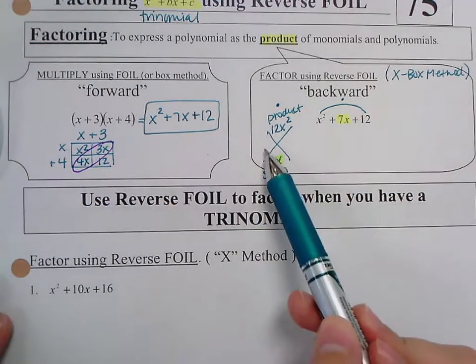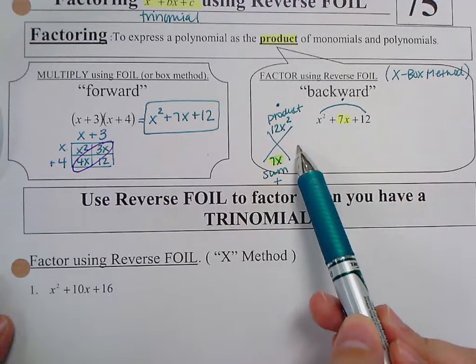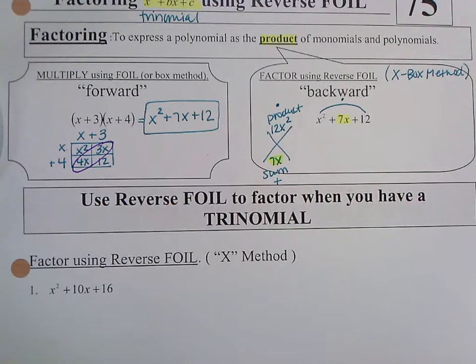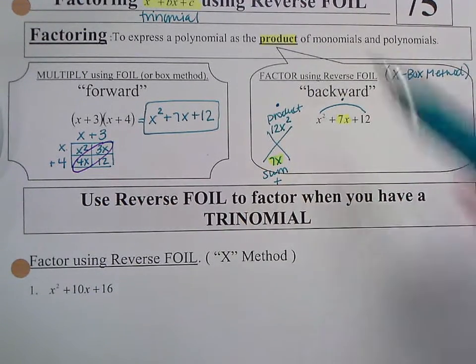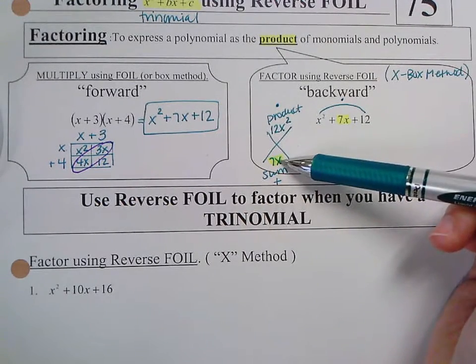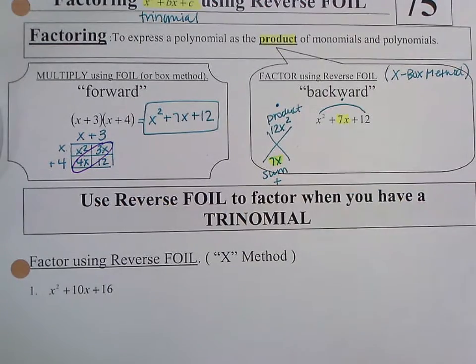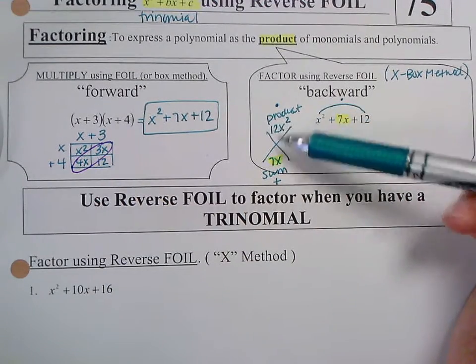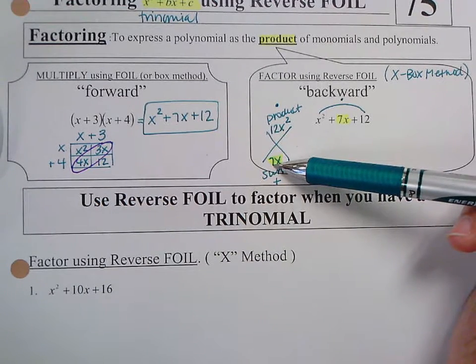So what you're trying to figure out here, and having your gold math factors chart can help with this, is what two terms would multiply to 12x squared and add to 7x. So first look for the numbers. What numbers multiply to 12 and add to 7?